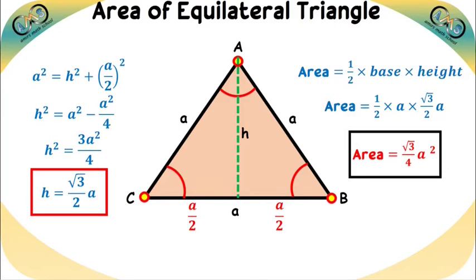And in case of equilateral triangle, this height is also the median of this triangle. For this triangle, we get three heights, and all three heights are equal to the median.